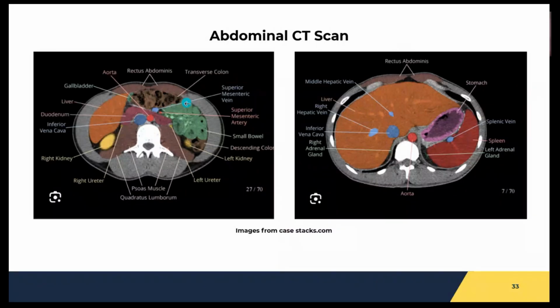You can look at the vessels. So you've got the aorta right here, which is quite important. You can see the celiac trunk if you go further down. And then the bowel itself, looking for any wall thickening, any obstructions, any pneumatosis, any free fluid, or any free air as well.